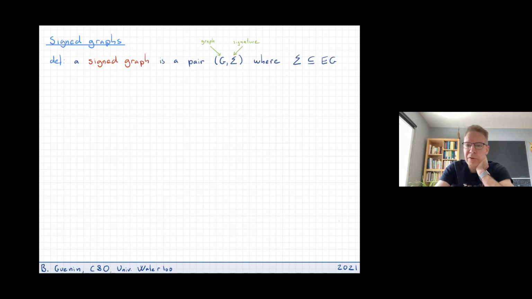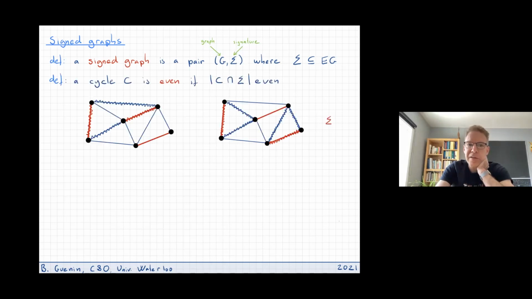So I need to remind you of what a signed graph is, right? So a signed graph is just a pair, where the first element in the pair is a graph, and the second element in the pair is a subset of the edges that we call the signature. And the reason we care about signed graphs in this lecture is because we care about even cycles. So we're going to say that a cycle is even if it intersects the signature with even parity, right?